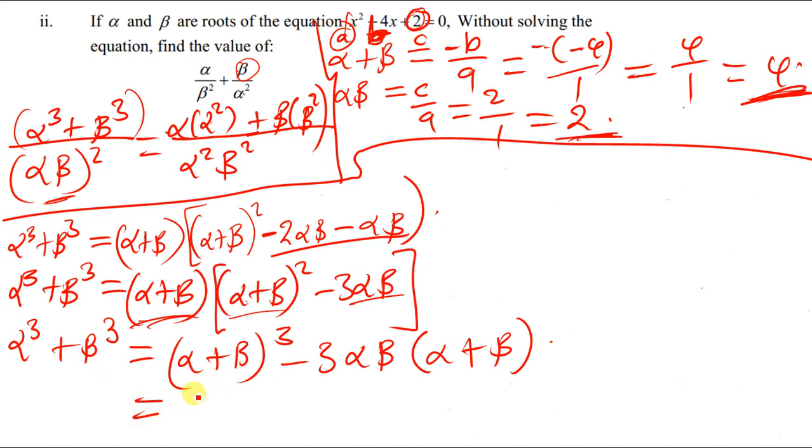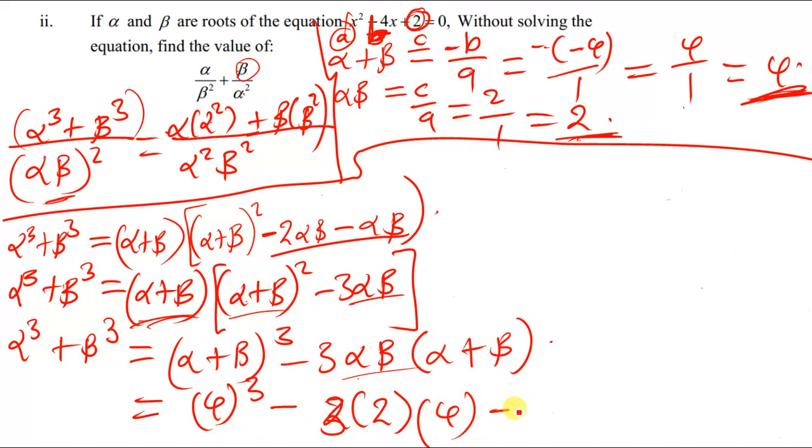So I'm going to have alpha plus beta, I'm putting 4 there, to the power 3, minus 3, while there is alpha times beta, I'm going to put 2, then while there is alpha plus beta, I'm putting 4 again. So when you simplify this, you're getting 64 minus 24, which gives us 40.